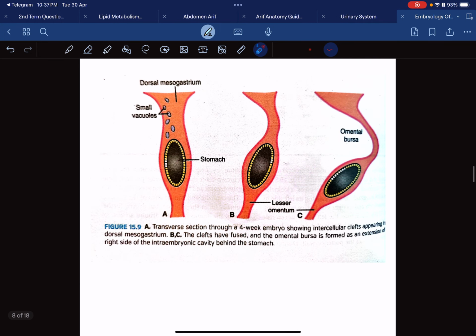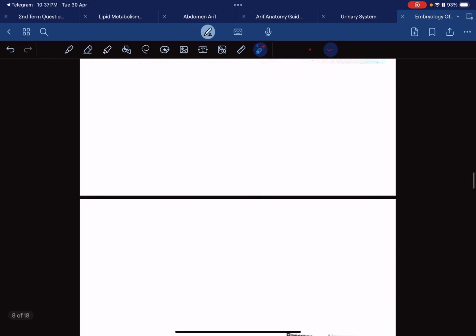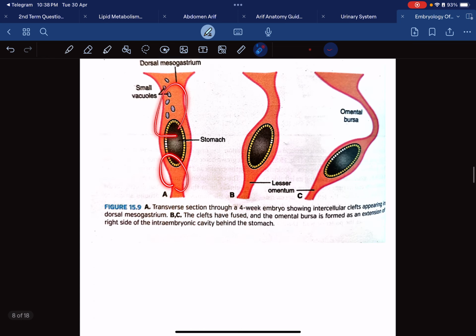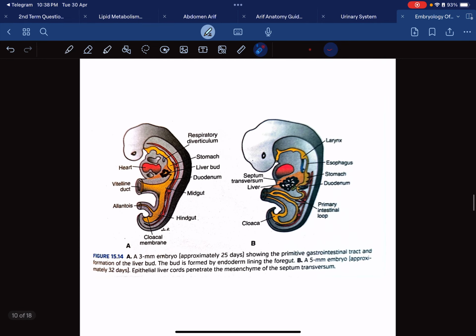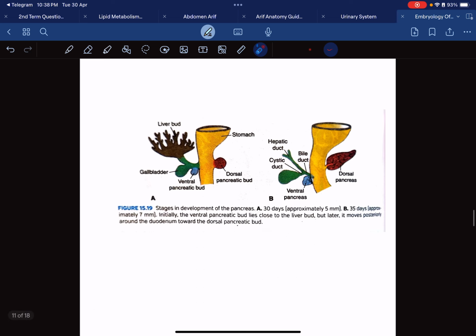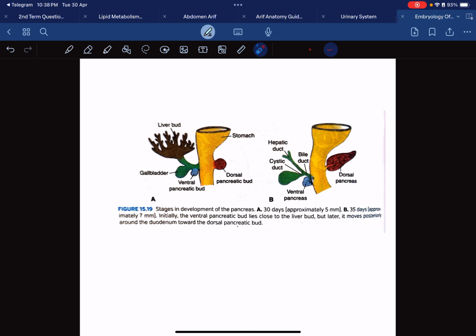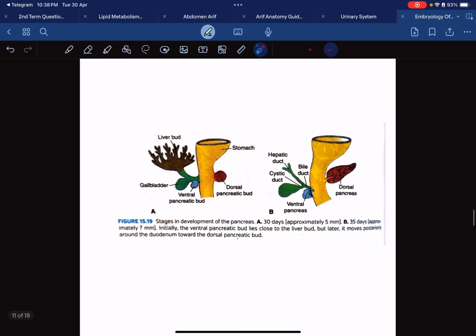Now we looked at the rotation of the GIT. We looked at the rotation of the mesogastrium. Okay, now let's move on with the development of duodenum. Duodenum develops from the terminal part of the foregut, then cephalic part of the midgut. Okay, and liver and gallbladder in the middle of the third week as an outgrowth of the endodermal epithelium at the distal end of the foregut.